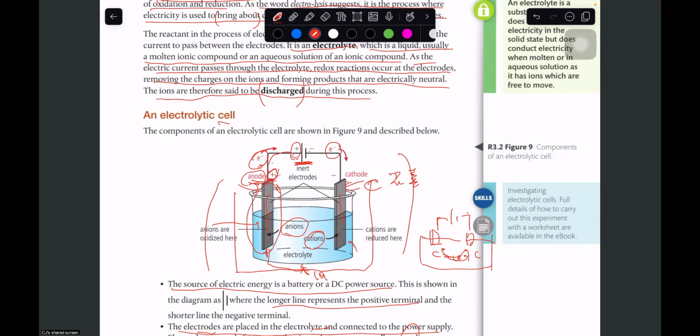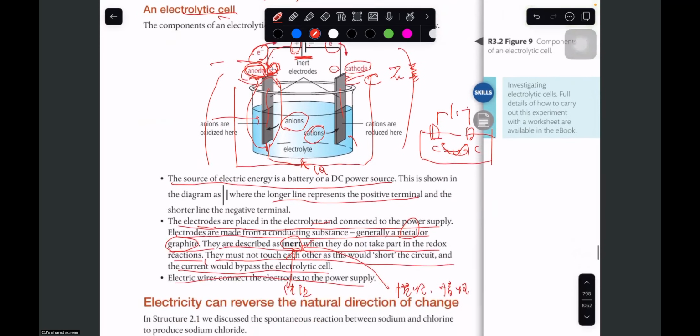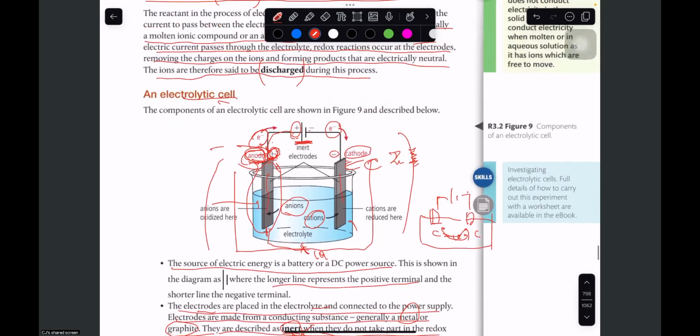Okay. This is opposite to the voltaic cells. In the voltaic cells, the anode is the negative pole. But in the electrolytic cell, the anode is the positive pole. Okay. This is a difference. And the other one is the negative part. So we can see from the graph that this cell needs an energy supply.